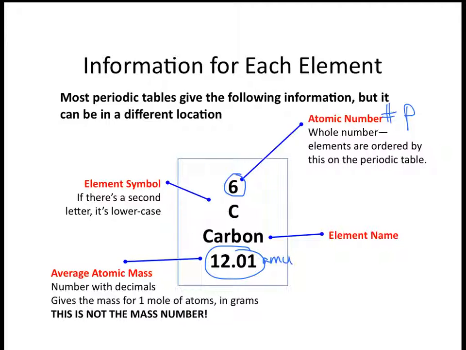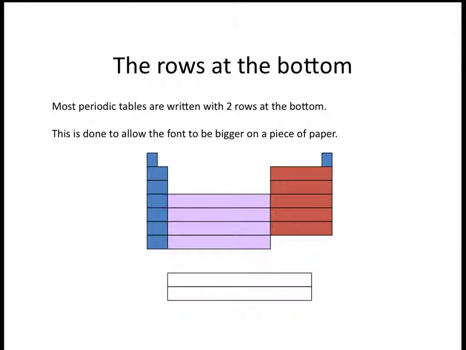If we talk about 1 mole of atoms, we can say that 1 mole of carbon atoms, which is 6 billion trillion carbon atoms, would be equal to 12.01 grams. We've got, of course, the element symbol and the name. Other information can be put on the table, but these are just the 4 basic informational pieces that you usually find. When you looked at the periodic table, you noticed that there were 2 rows down at the bottom.